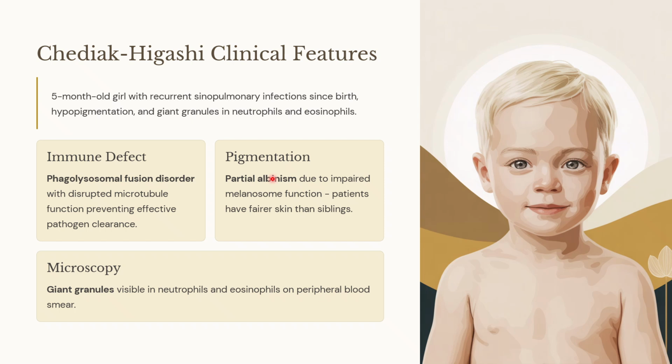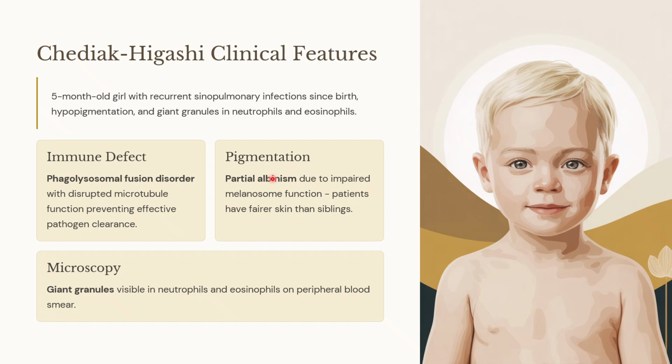The melanosome is unable to reach its appropriate place in the cell, and therefore they have fairer skin or are hypopigmented compared to their siblings. Because these granules or vacuoles are present inside the cell and they are not able to undergo fusion.